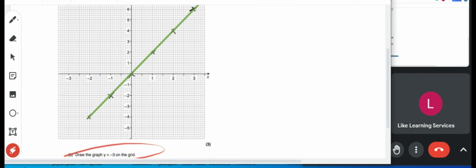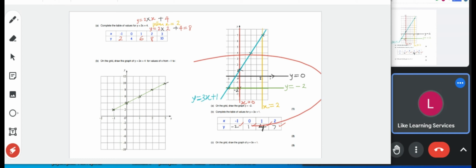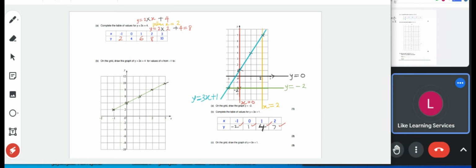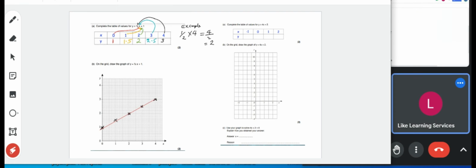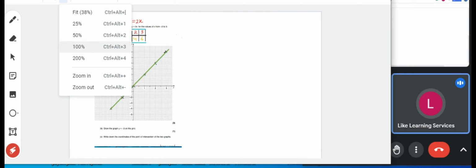Go to page 12. That's what we did in all these places. Do not forget again. It's as simple as that, okay? For instance, this is the graph of y equal to minus 2. This is the graph of y equal to 0. This is the graph of x equal to 2. This is the graph of x equal to 0. So go ahead and do what you're asked to do.